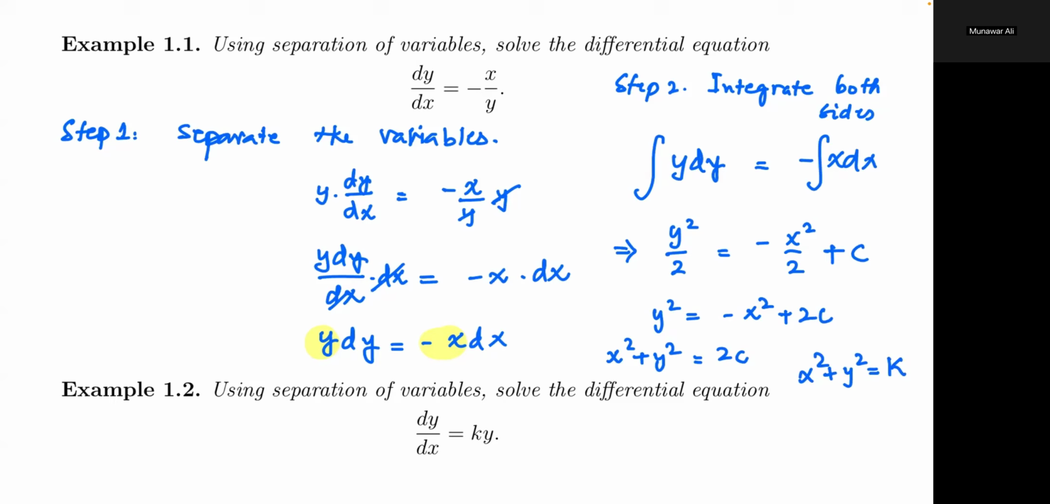So you separate the variables, that's the first step. That's a pretty easy step. But for some of the problems, you have to think about how to separate the variables. Second step is you integrate. And then in integration, you know very well that it is common to introduce a constant of integration. And that's it. Okay, what about this one?